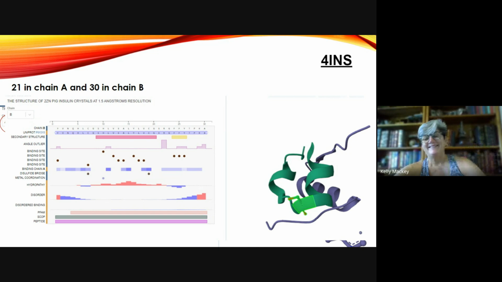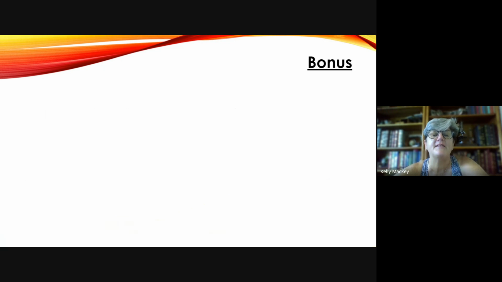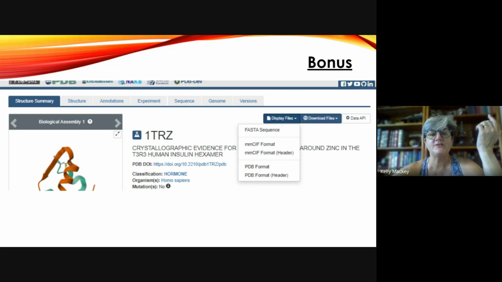Okay. And I'm very proud of myself, because I think the last time I did this, we ran out of time and I didn't get this answer. The bonus question: how is the primary structure from 1 TRZ different from 4 INS? The answer here: 1 TRZ is human insulin, and 4 INS is from the pigs.